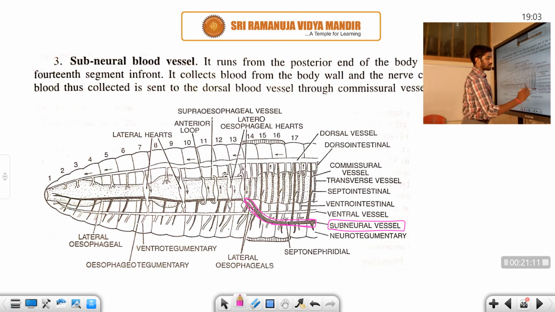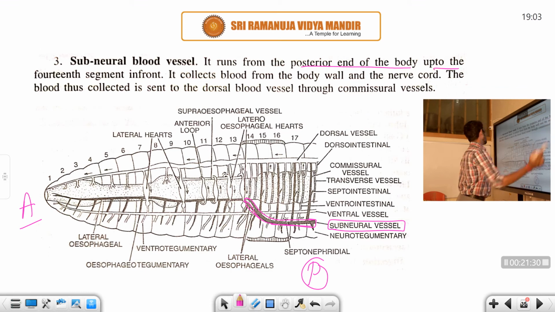Now we are going to discuss the importance of the subneural blood vessel. You can see, students, it runs from the posterior end of the body. We already know this is the anterior and this represents the posterior. It runs from the posterior end of the body up to the 14th segment in front. From the posterior terminal limb up to where it is present here, the 14th segment only. So exactly the 14th segment is here, and it is extending up to the 14th segment.